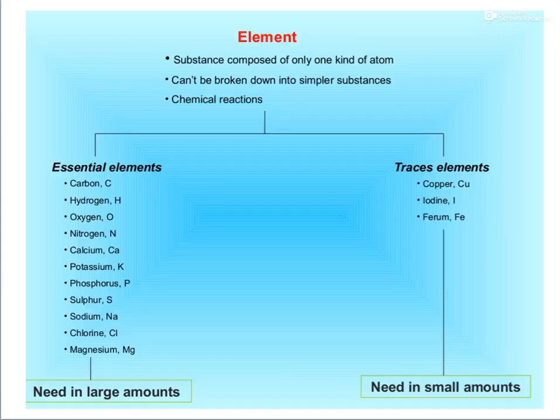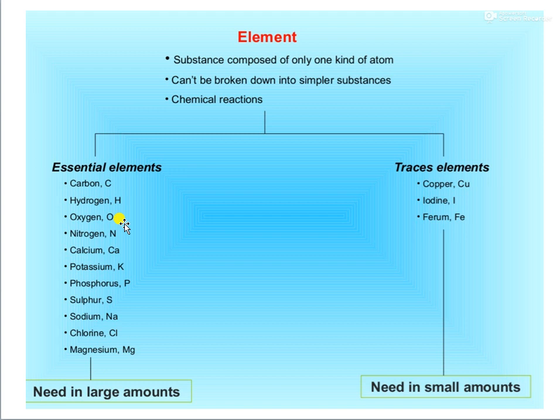So let's go into the details. The essential elements required in large amounts include carbon, hydrogen, oxygen, nitrogen, calcium, potassium, phosphorus, sulfur, sodium, chlorine, and magnesium. These form the organic compounds, and inorganic compounds can also be formed using them. And the trace elements are the elements needed only in small amounts in a particular living cell.